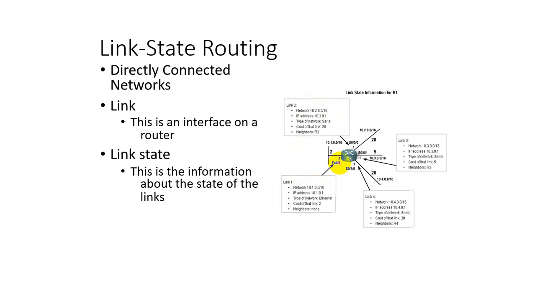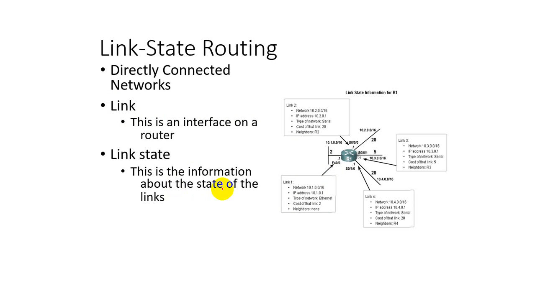What kind of network does it have, I mean what type of network is it, 10.1.0.0/16? What is the IP address configured on this interface, what is the type of network it has? Let's suppose it has Ethernet, FastEthernet 0/0. What is the cost of that link, and what is the neighbor? If it does not have a neighbor, then it will say there is no neighbor. So the link interface is an interface on a router.